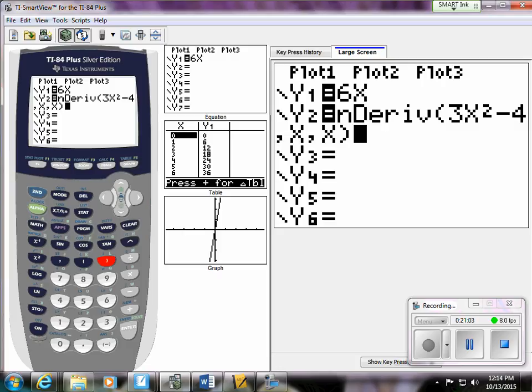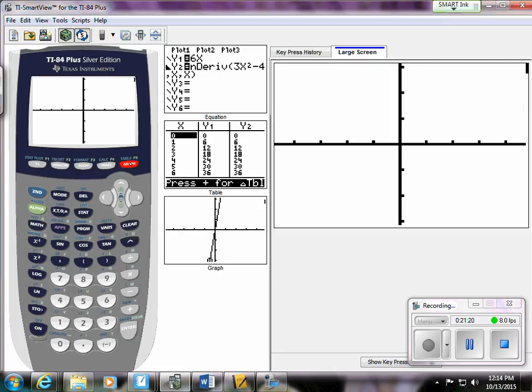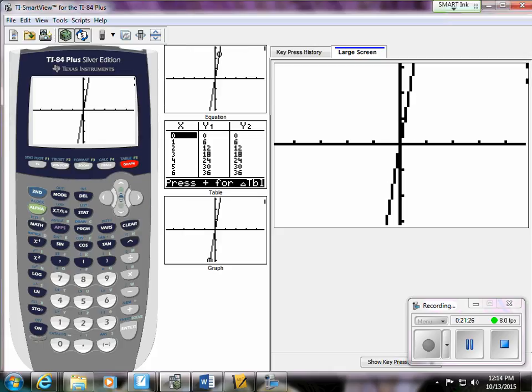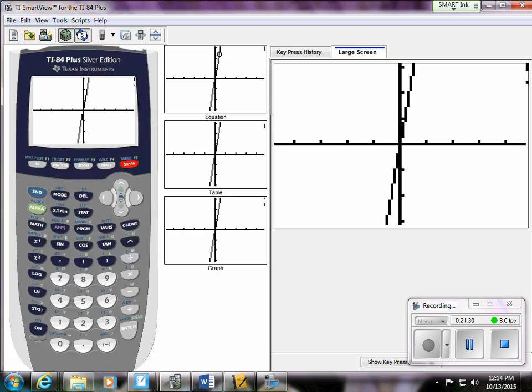Oh, and I can change mine. I'm going to make mine a different kind of line, maybe. Yeah, I just want you to be able to see it. All right, so now I'm going to go to the graph. I guess I'm in a good window right now. So that's what I thought, 6x. And here comes the graph. And they overlap. So that's a good way to check that I guessed the derivative correctly.